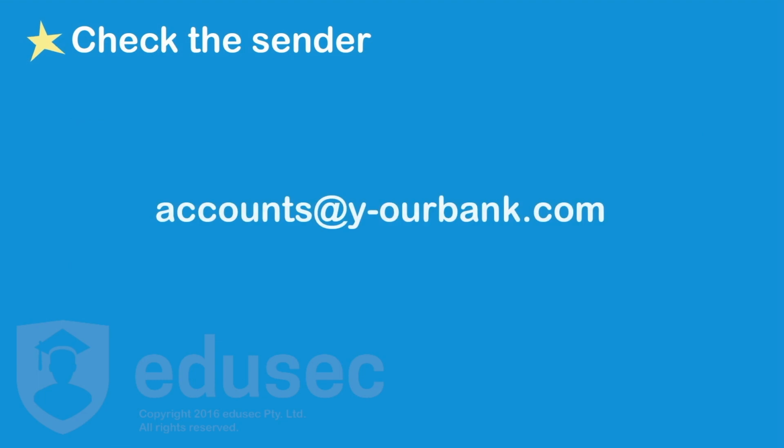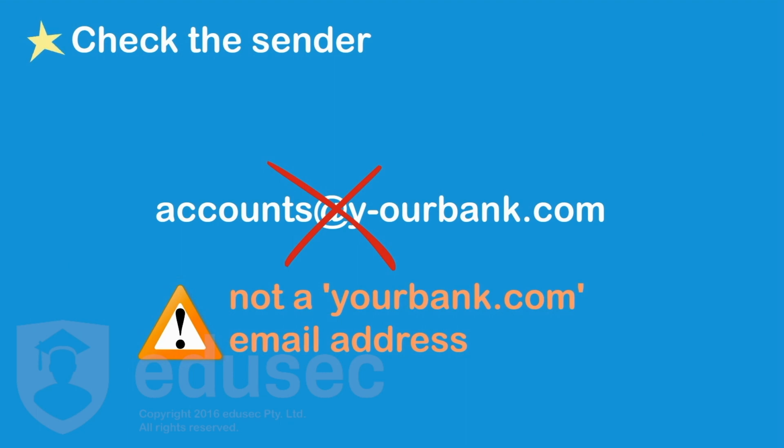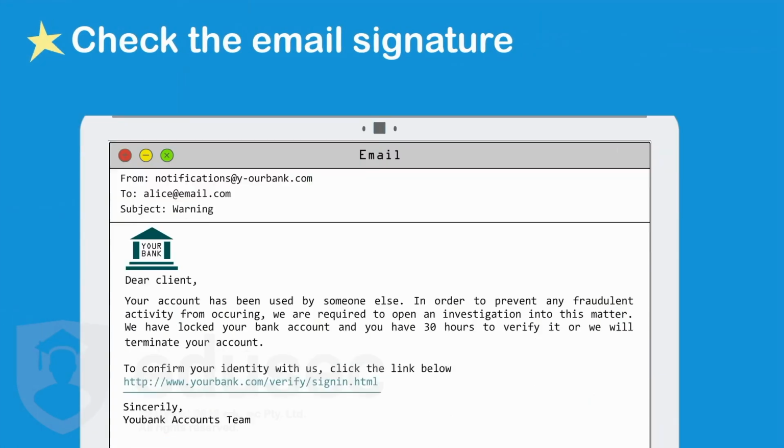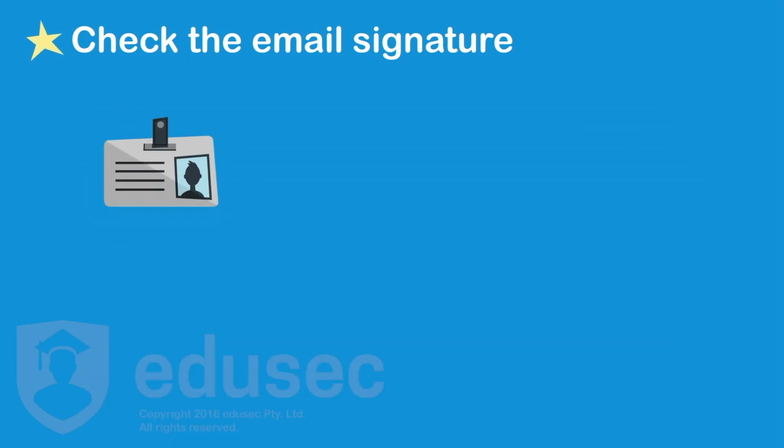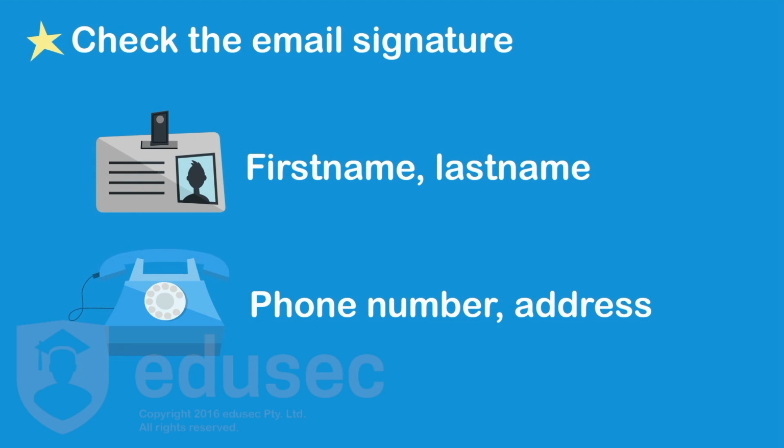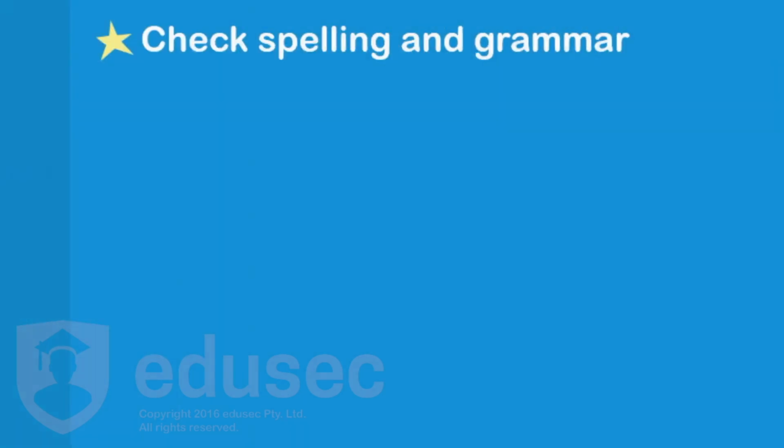Phishing messages often use email accounts designed to appear to be from a legitimate business, but contain slight spelling mistakes or extra characters. Check the signature of the email. Legitimate businesses will often have a person's name and contact information. If the signature is lacking or non-existent, be cautious.